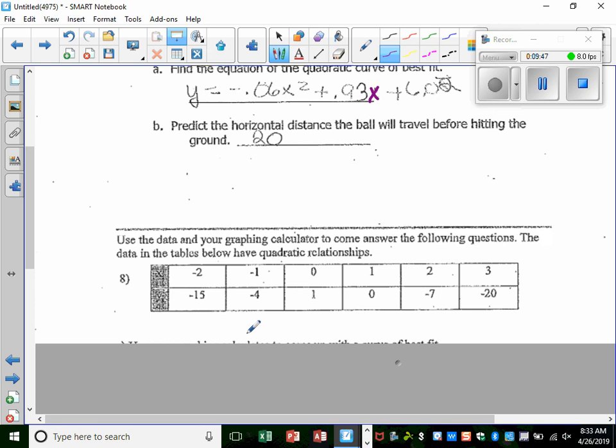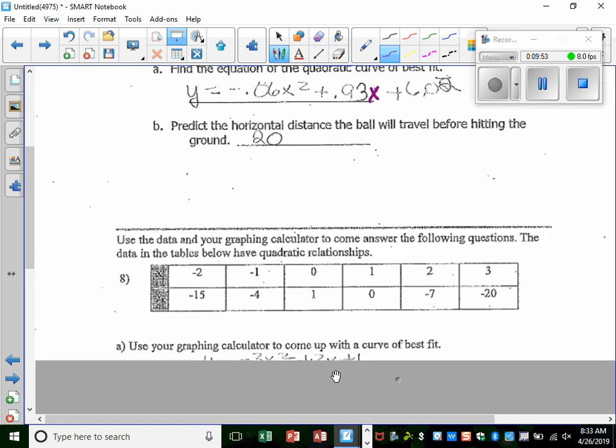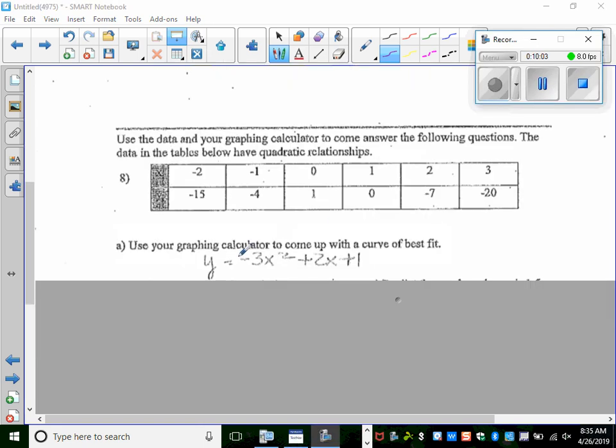And we're going to do the same thing. Okay, it's asking for the quadratic relationship. So you're looking for, again, use your graphing calculator to come up with the curve of best fit. All right, so pause that and go ahead. All right, so your equation should come out to be y equals negative 3x squared plus 2x plus 1.